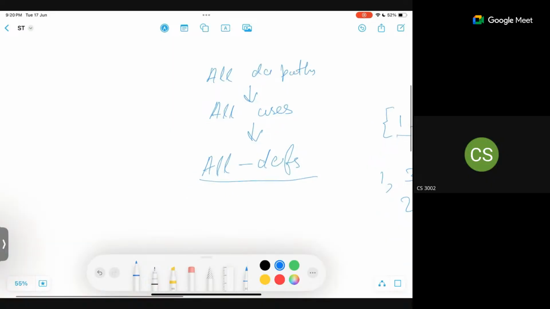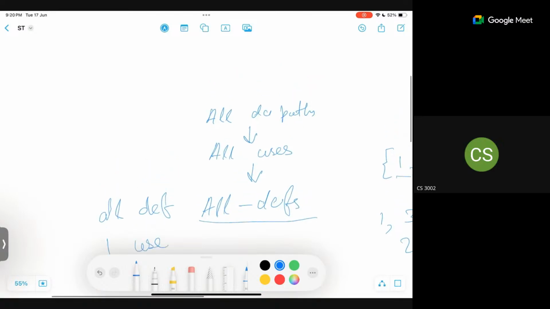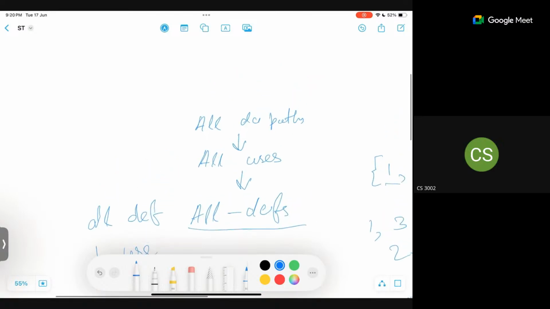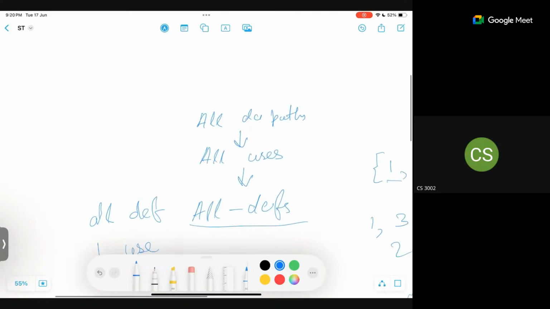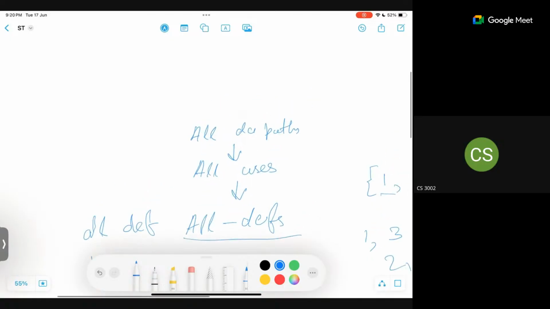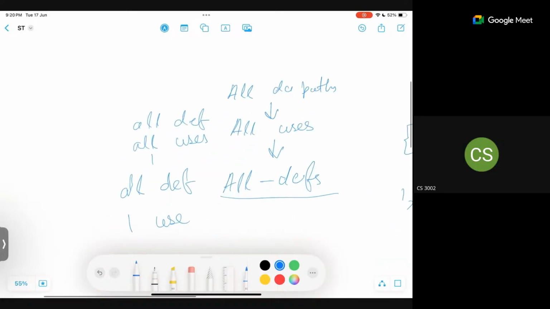If I were to just summarize, it will be something like this. All defs says you cover all definitions, and at least one use. Sorry about the bad handwriting. All uses says all definitions, and anyway you're going to cover all uses with at least one path, one DU path, such that it goes through all uses.